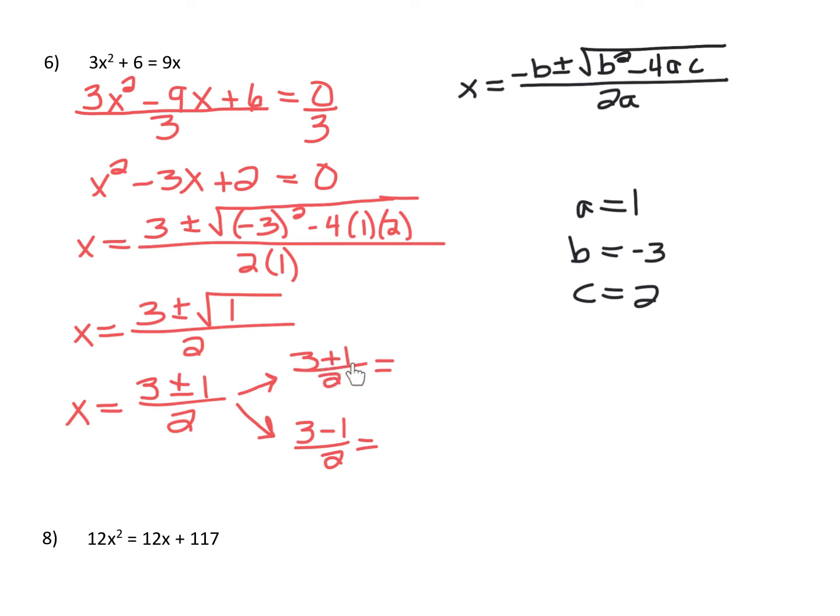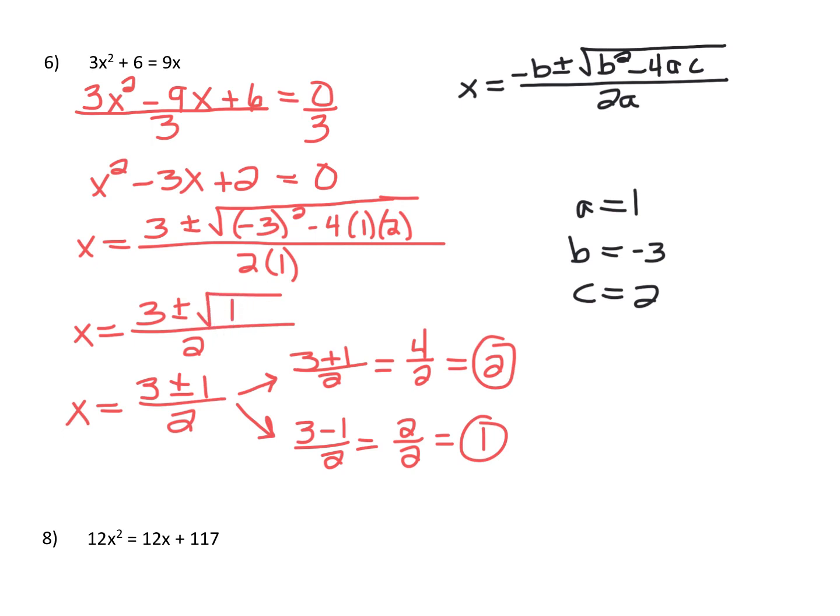3 plus 1 is 4, and 4 divided by 2 is 2. Okay, so 4 divided by 2 is 2. So that's one of our answers. And then over here, 3 minus 1 is 2, and 2 divided by 2 is 1. All right, so this time we wound up with nice, clean, rational answers. And that's what happens when the number under a radical is a perfect square.